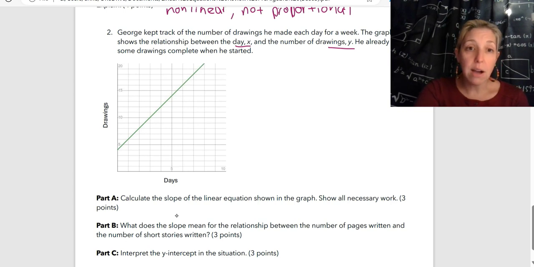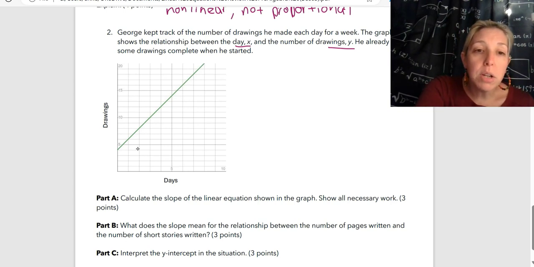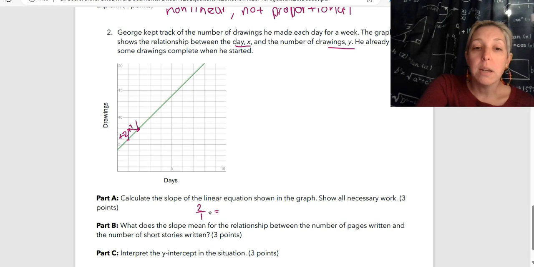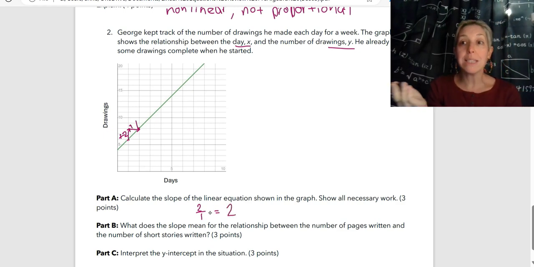You can totally count. So what I'm going to do is look at this graph and try and find points where it goes through the corners, right? So I'm going up 2 spaces over 1. So my slope is going to be 2 over 1 or just 2. And you can type it out just like that, 2/1 equals 2. That would be showing your work.